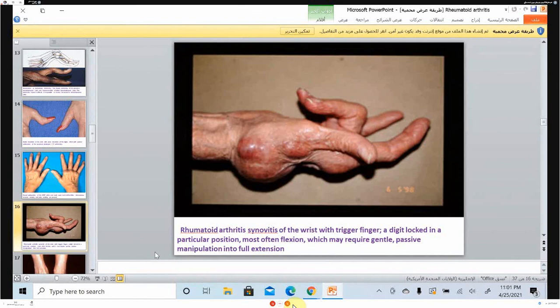This picture shows rheumatoid arthritis synovitis. See how inflamed the synovium is, looking like pockets. Rheumatoid arthritis synovitis of the wrist with trigger finger. We said trigger finger forms a nodule, which is secondary to rheumatoid arthritis. The digit is locked in a particular position, most often flexion, which may require gentle passive manipulation into full extension. So we say rheumatoid arthritis synovitis of the wrist with trigger finger.